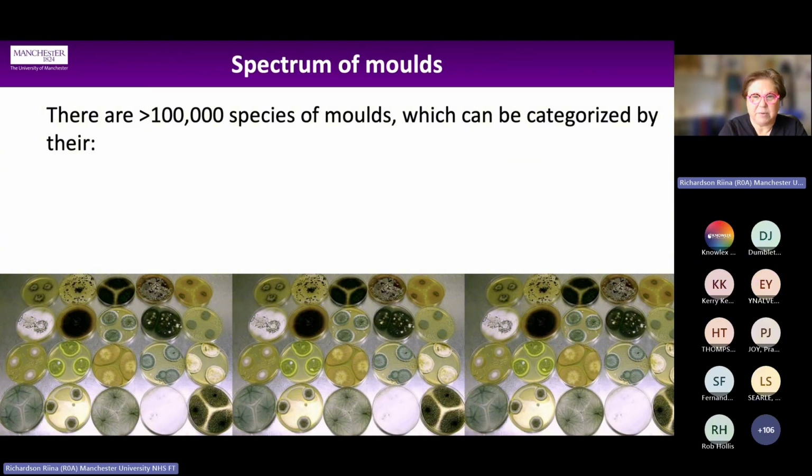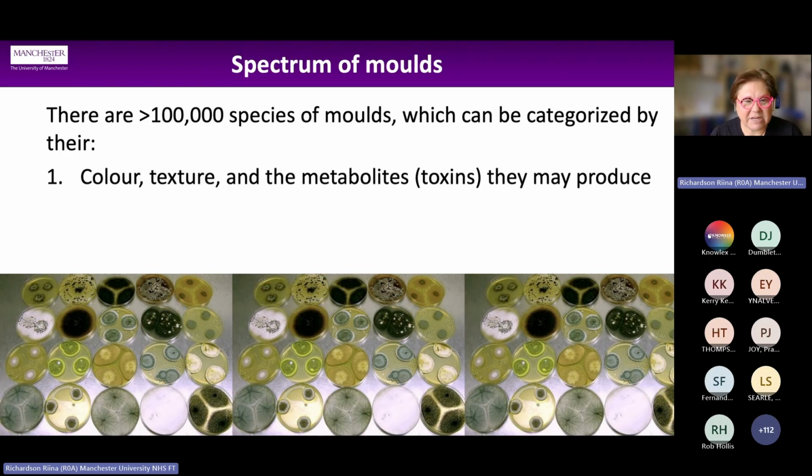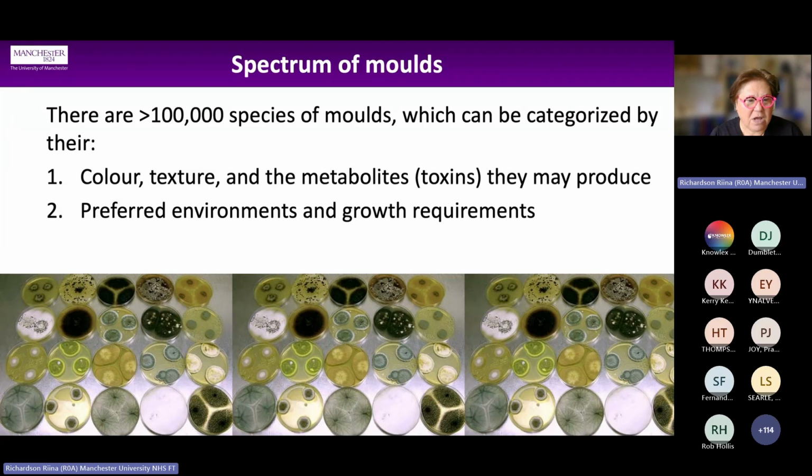So the topic, before we go any further, we have to first think what we are really talking about here. So we're talking mainly about molds, and just to know that there are over 100,000 species of molds globally, and how we look at them, how we categorize them. Firstly, of course, the laboratory approach is to look at the color and the texture and the metabolites they produce, how they can be identified in the laboratory based on those features.